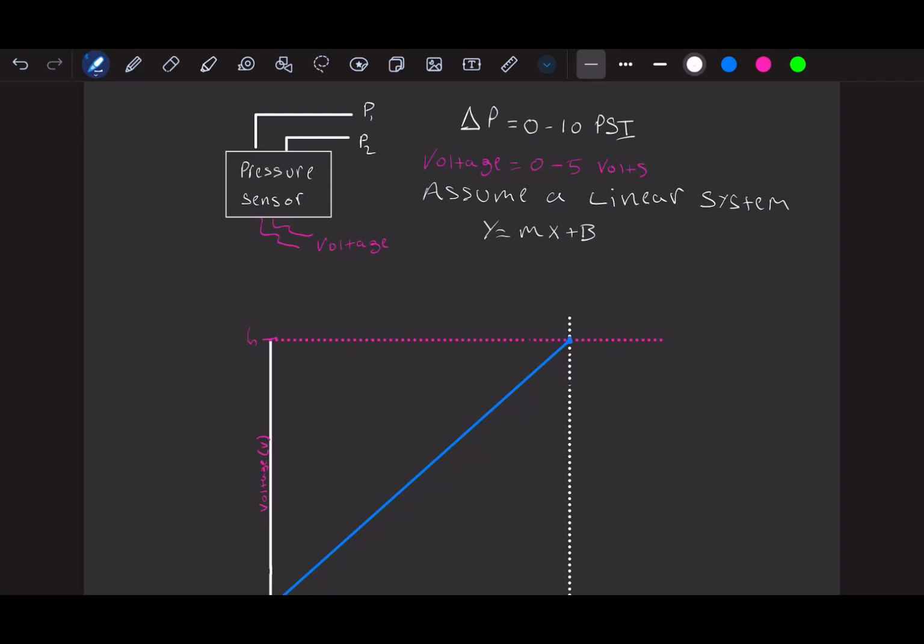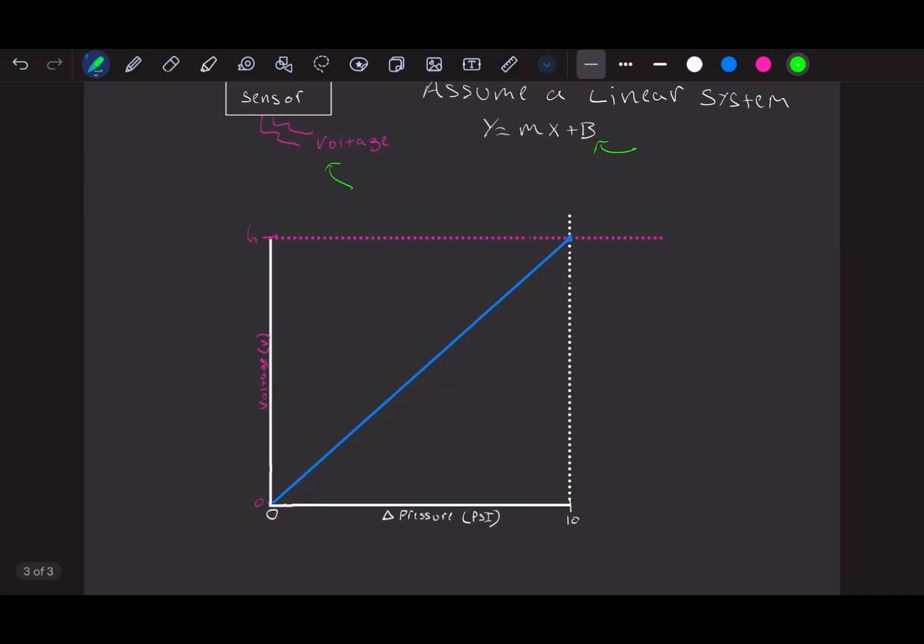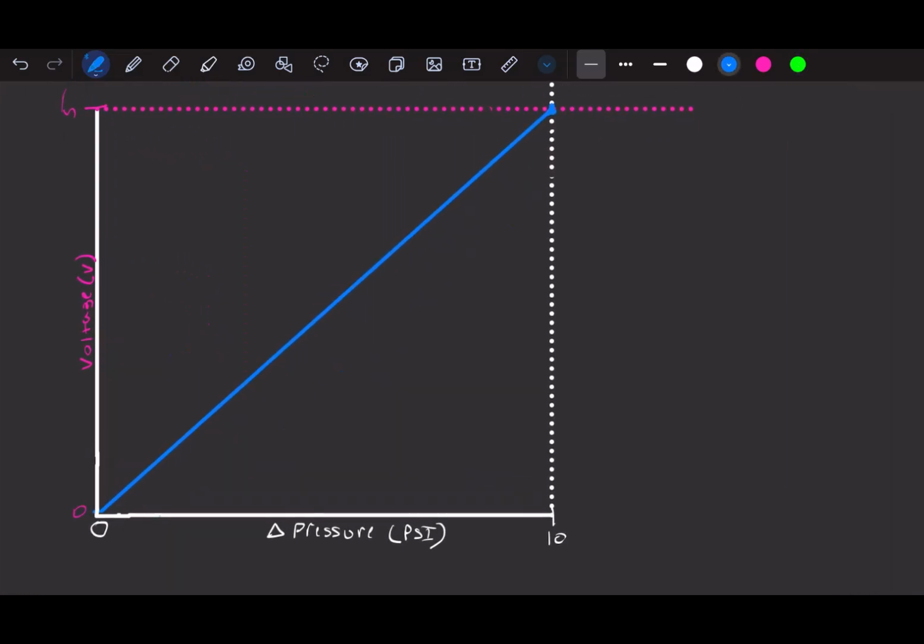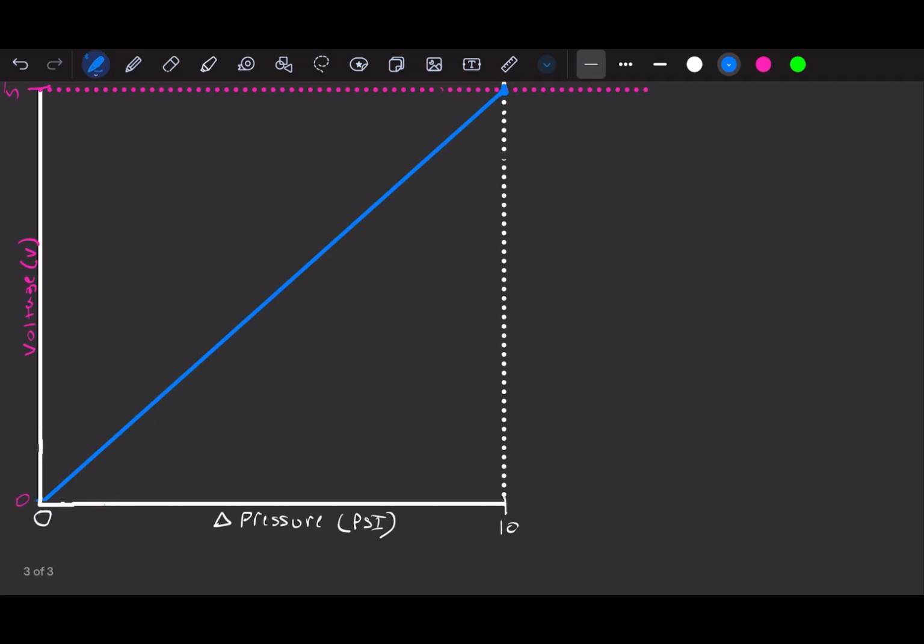So just as a recap, we have a pressure sensor. This is a differential pressure sensor that takes in a difference in pressure. In this case, it will read in a difference from 0 to 10 psi. It gives us out a voltage from 0 to 5 volts, and we've assumed that this is a linear system, meaning the slope of our line follows y equals mx plus b. And this is going to be really important for this discussion, so I'm going to write it over here, in the same color as our line.